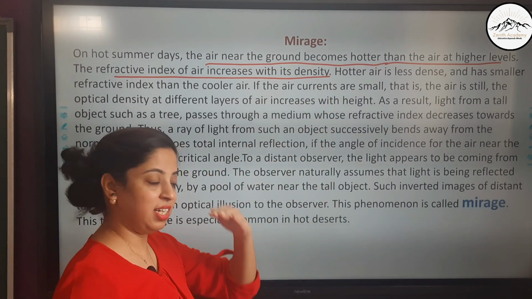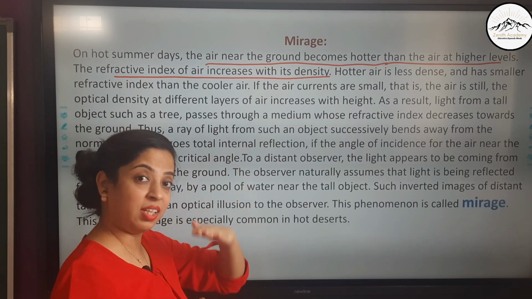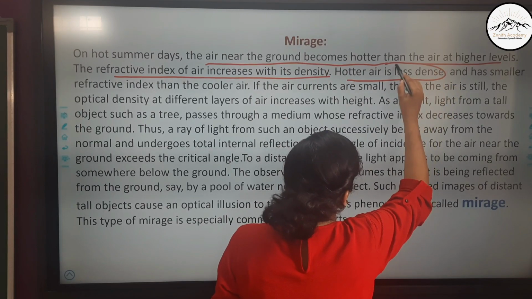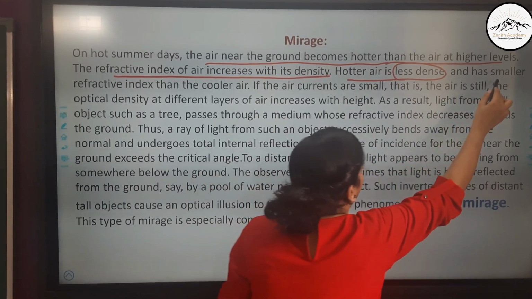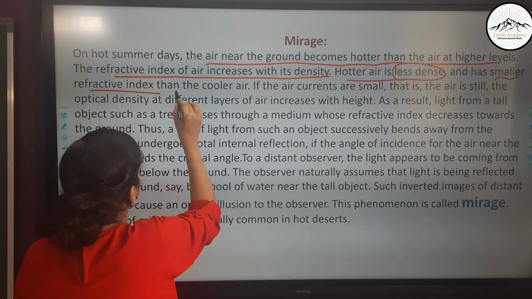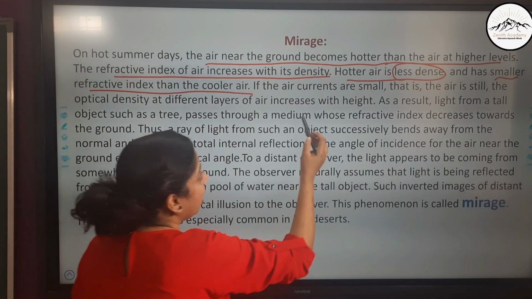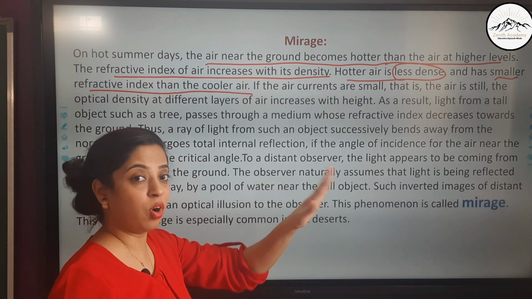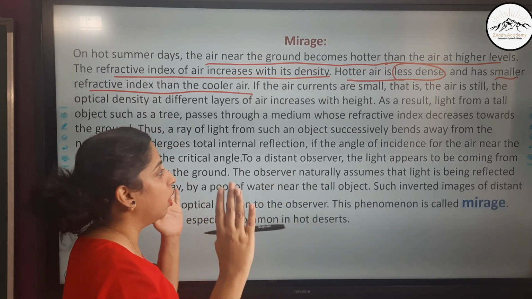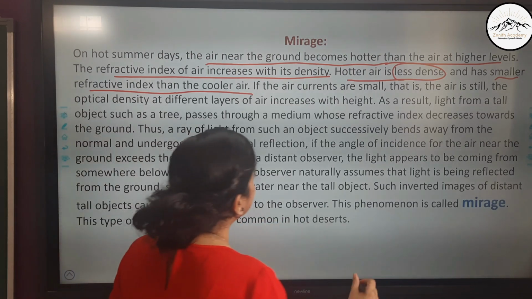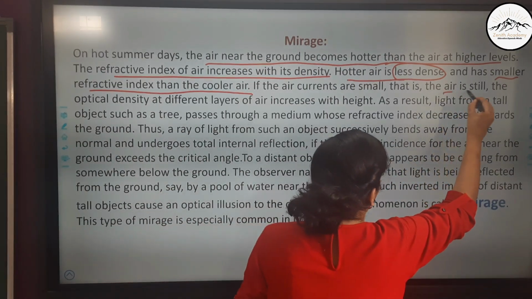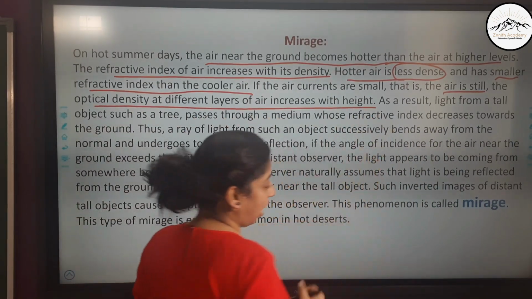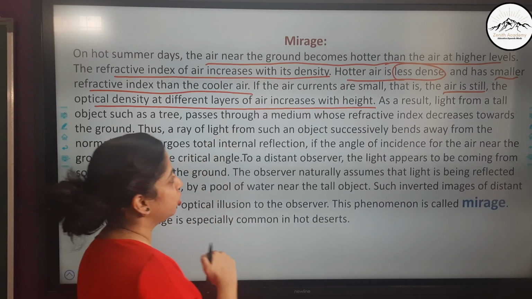We know that as density is increasing, as we are going up, the refractive index is also going up. Hotter air is less dense, and therefore it has a smaller refractive index than the cooler air. Now, if we assume that there are no air currents, it's a very pleasant and stable environment and the air is still, then the optical density at different layers of air increases with height. So the optical density keeps on changing.